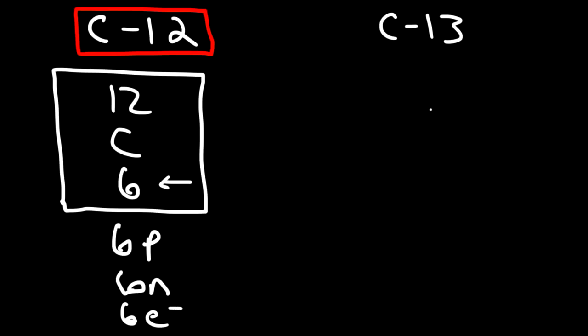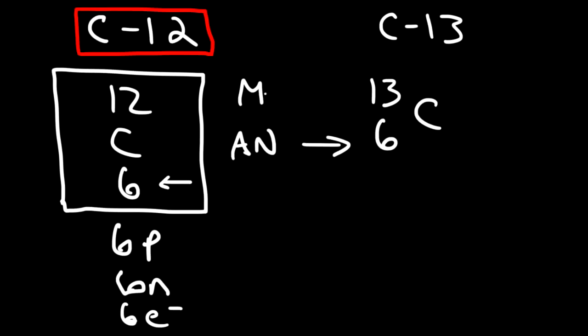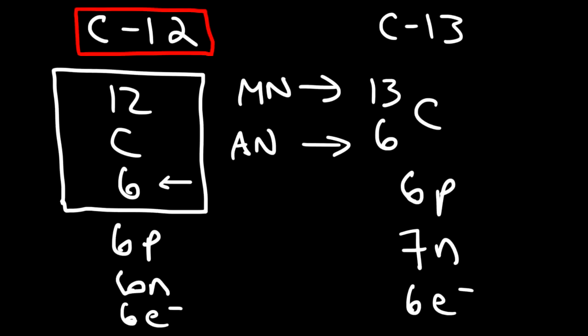Now for carbon-13, sometimes you'll see it written this way. So this is the atomic number, and this is the mass number. Carbon-13 has 6 protons. And the difference between the mass number and the atomic number, 13 minus 6, is 7. So it has 7 neutrons. And we don't have a charge, so it's still 6 electrons.